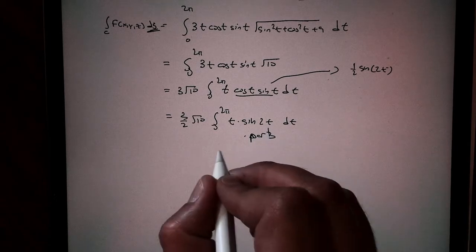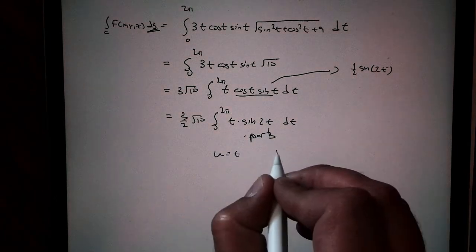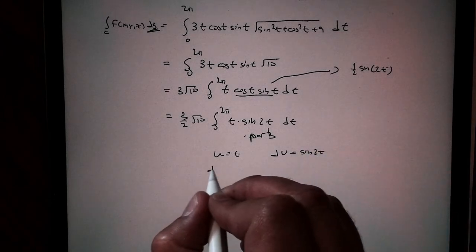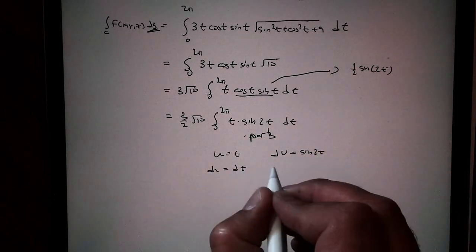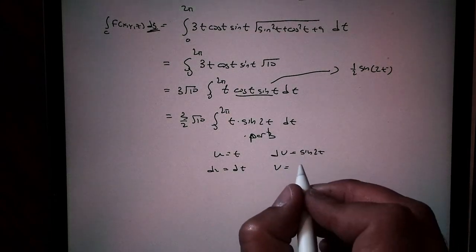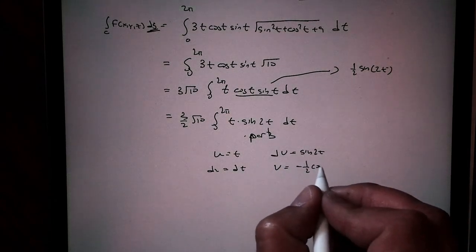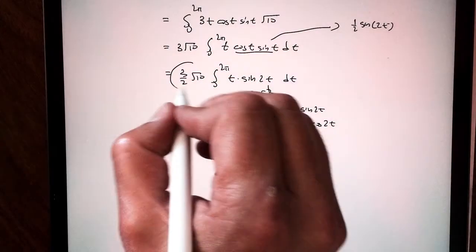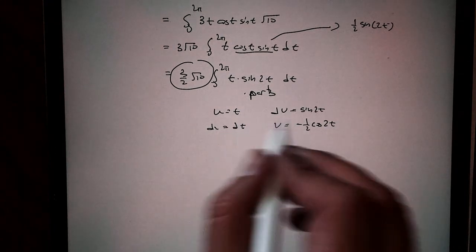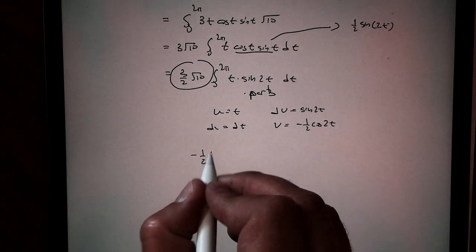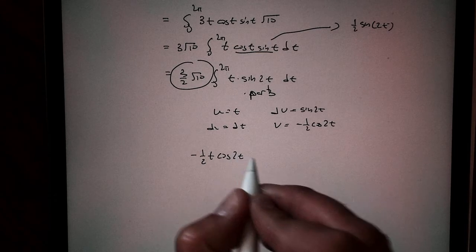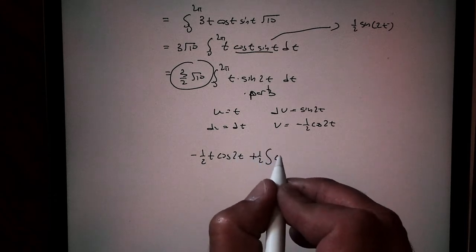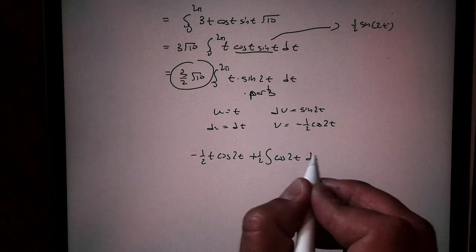So let's review that. My u is going to be t. My dv would be the sine of 2t. du would be just dt. v would be, if I integrate this, negative 1/2 cosine 2t. My rule, I'm going to worry about this at the very end. It's going to be u times v, so negative 1/2 t cosine 2t, minus the antiderivative of v du, so that becomes 1/2 cosine 2t dt.